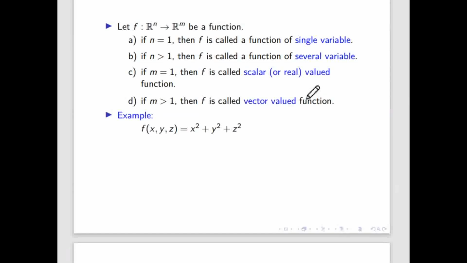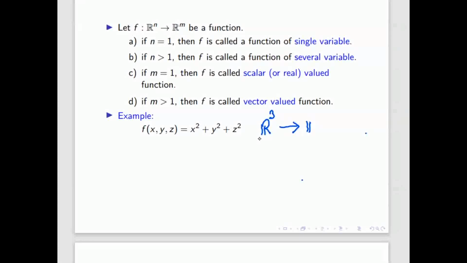Can you tell me out of these 4 categories, in which category this function will belong? Several variable, scalar valued function. Because n is 3, m is 1. This function is from R3 and it is going to only one real number. So this function is from R3 to R. It will take 3 variables and map to a single number.